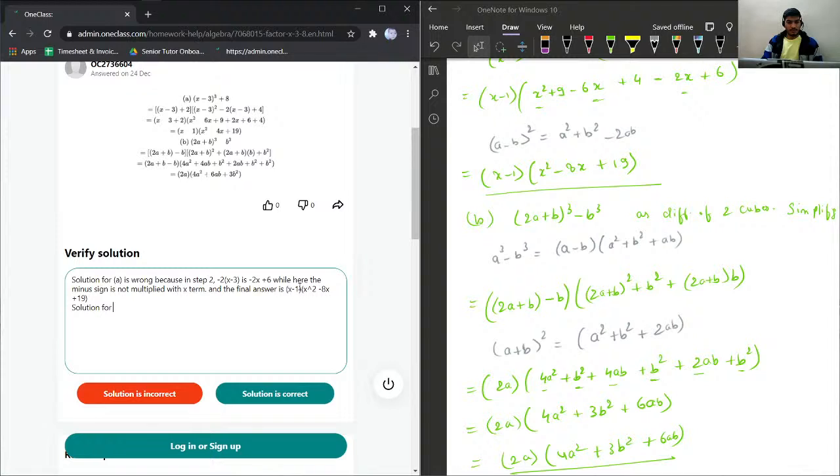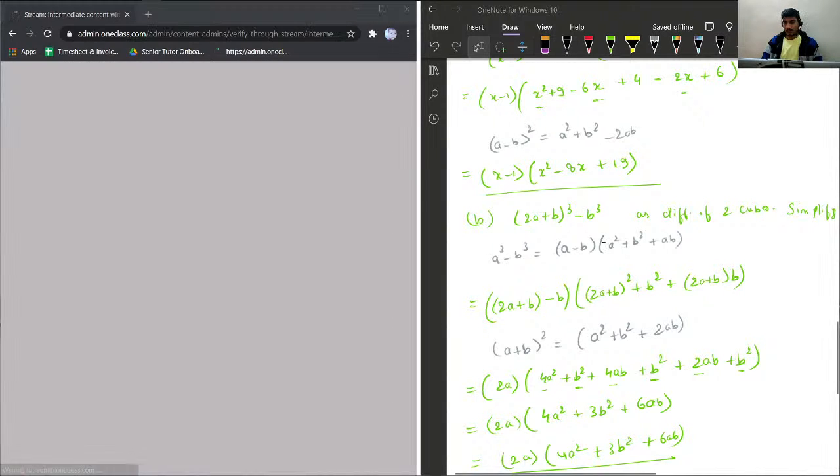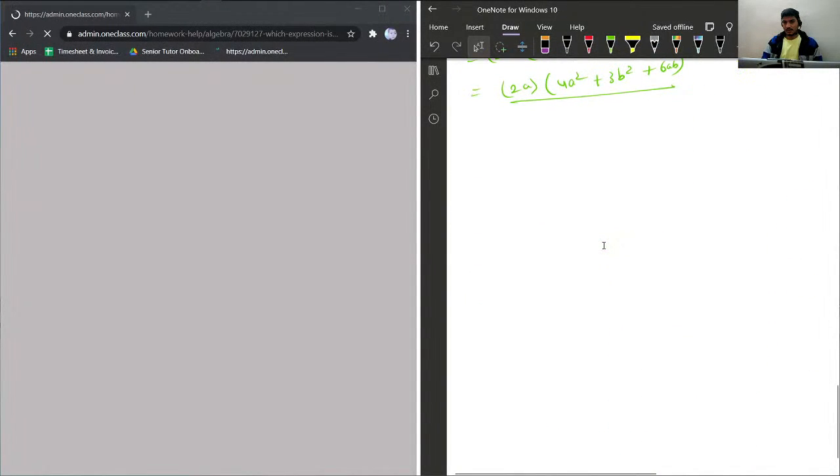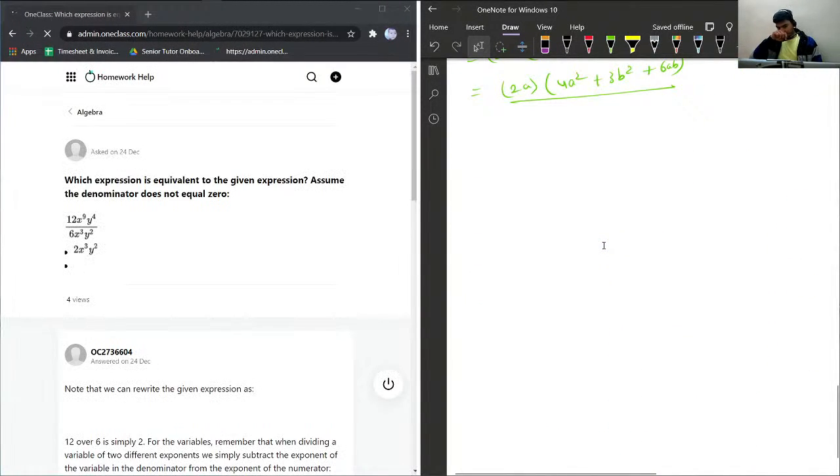Solution for B part is correct. So we'll go for solution is incorrect. Now this was question number 5. We'll go for question number 6.